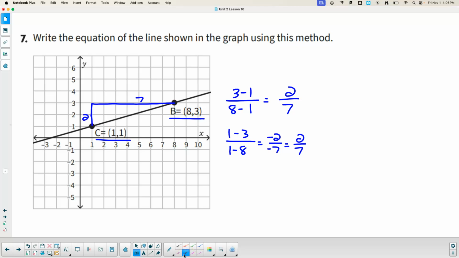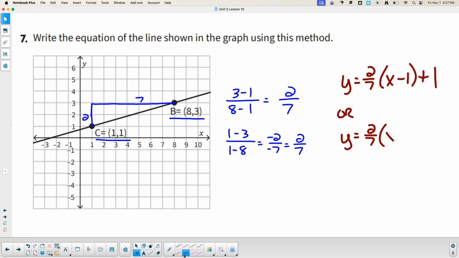So my two equations would be y equals 2/7 x minus 1 plus 1, which is the same as 2/7 x minus 8 plus 3. Okay. Both of those get me the equation of that line.